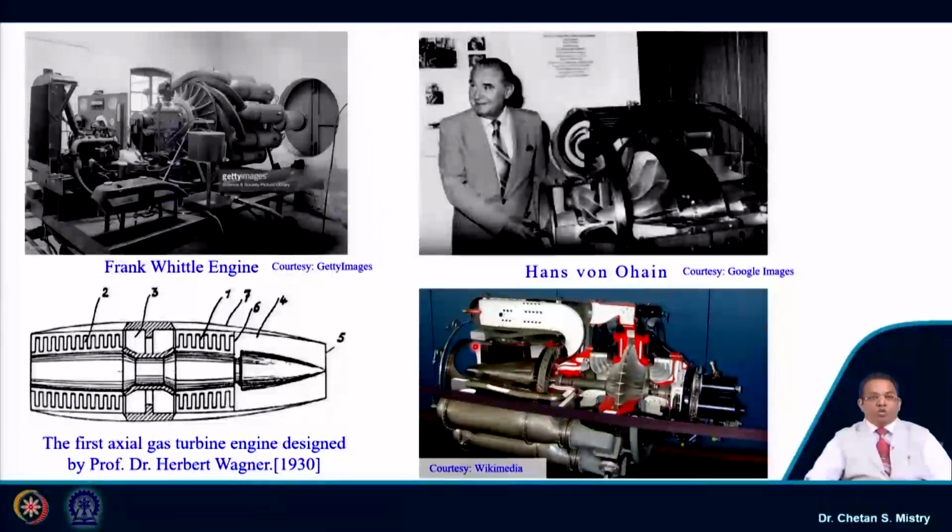So, if we look carefully, this engine comprises a centrifugal compressor, a combustion chamber, then our turbine, which was an axial turbine, and the nozzle. This is what represents the cut section of the engine. In parallel, the axial flow gas turbine was designed by Professor Herbert Wagner in 1930. So, we can say this was the beginning of the turbojet engine era, almost 90 years back.